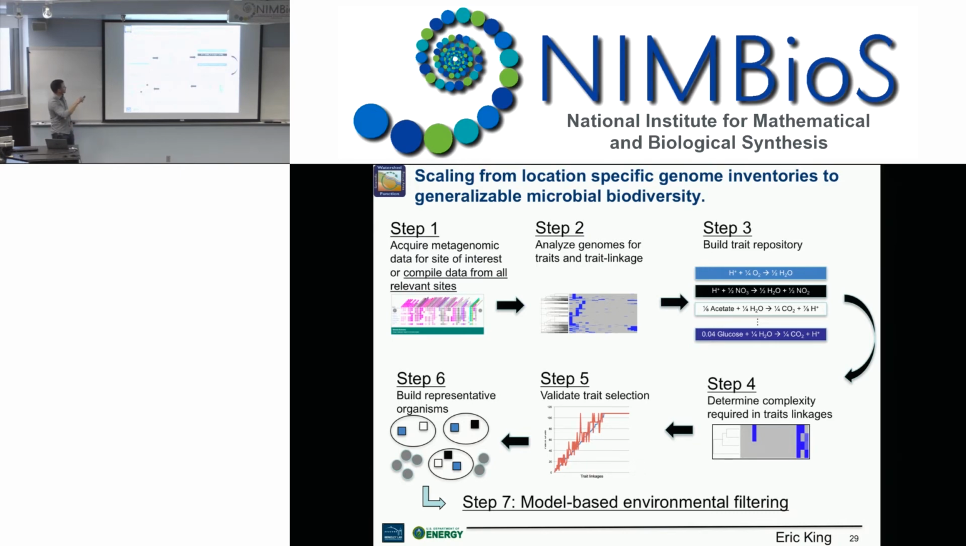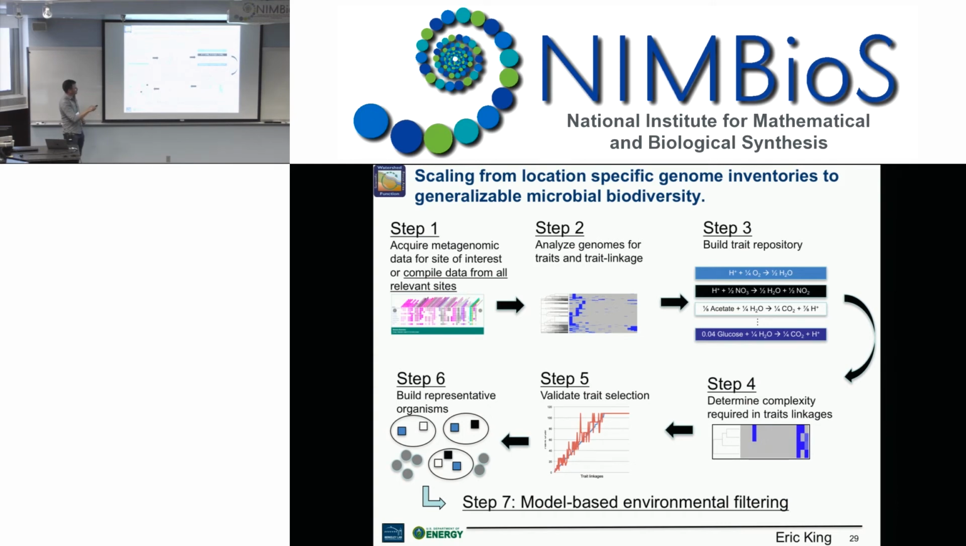So acquire metagenomes from a site or compile all data, and analyze the genomes for traits and trait linkage. In this case, each column represents either a pathway or a set of genes coding for those reactions that we represented in the previous network. So you can see that it's not uniform. This patchiness here, we form clusters. Each of these clusters would form what you might call a guild, based on trait linkage. Okay, and based on this and chemical reaction libraries, you build a trait repository connecting pathways to chemical reactions.